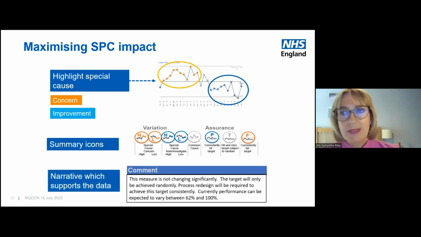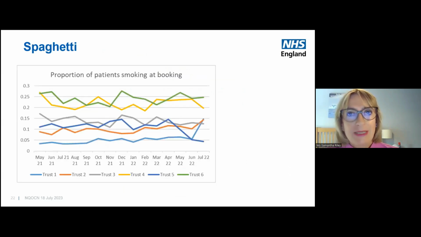So we need to have SPC charts, but what we also need is to have a good, accurate description of what the data is telling us. And we provide a specific training module on how to write good narrative. So we don't like RAG reports. We also don't like horrible visualizations of data.